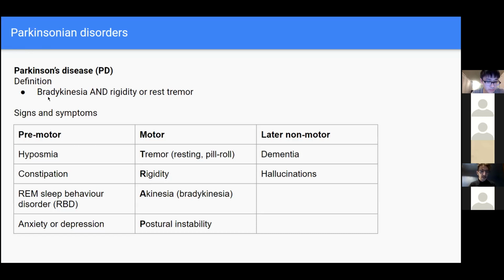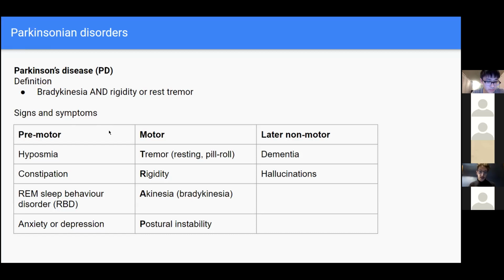And the definition of Parkinson's disease, like clinical Parkinson's disease, is really bradykinesia, so slow, small amplitude movements, and one other symptom, so rigidity or rest tremor. So remember that for Parkinson's disease, you need to have at least 2 motor symptoms to make the diagnosis, and one of them needs to be bradykinesia. That is really the key to Parkinson's disease diagnosis.